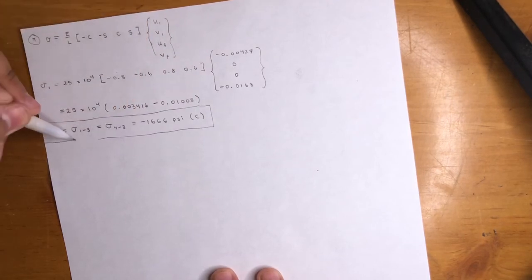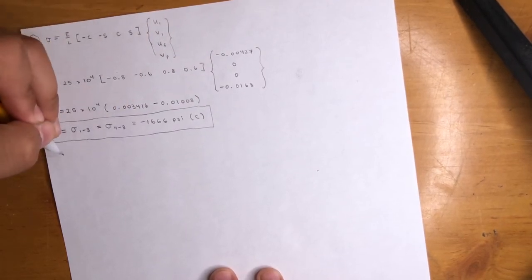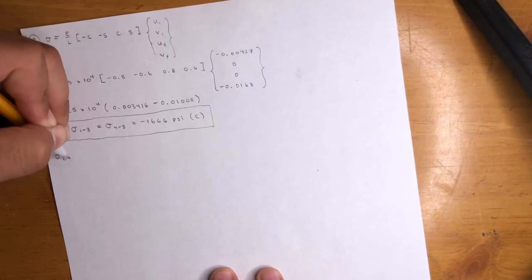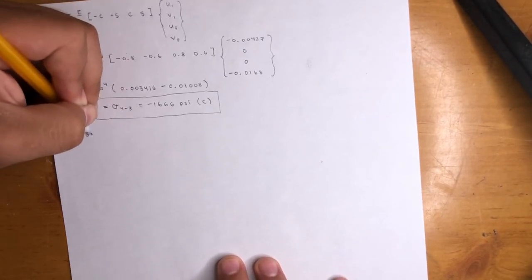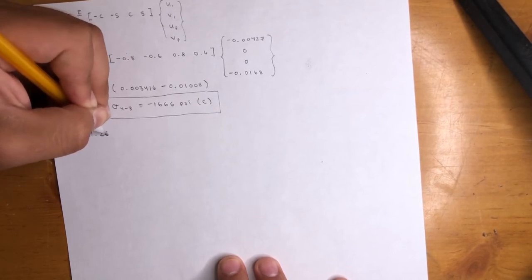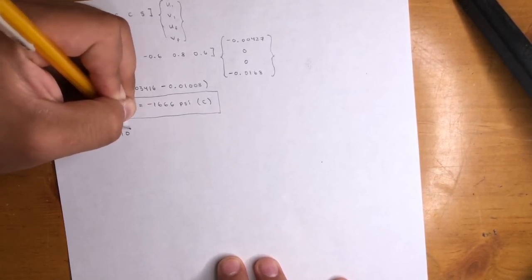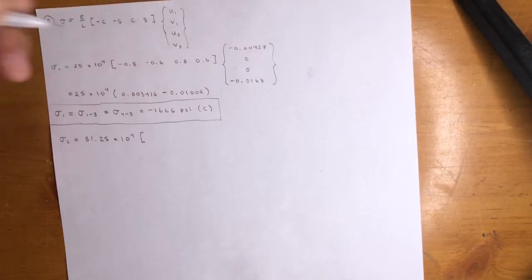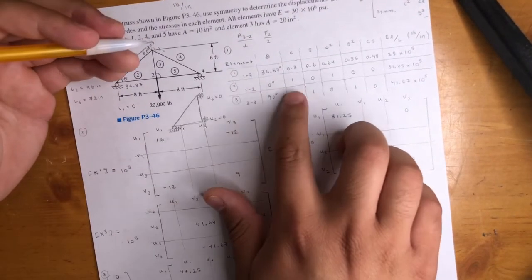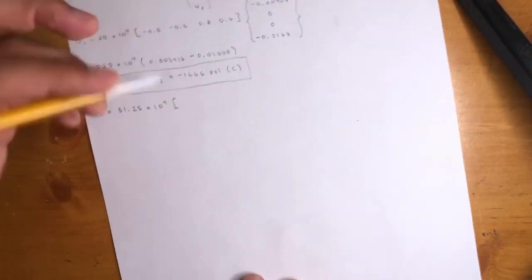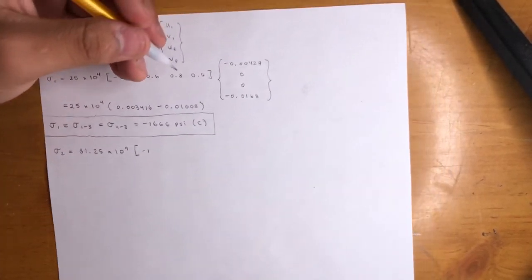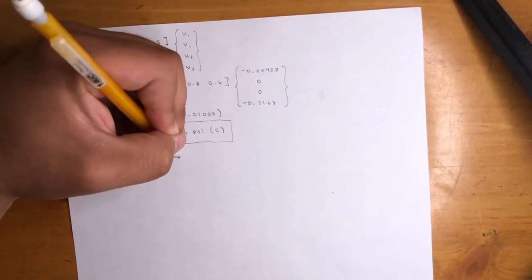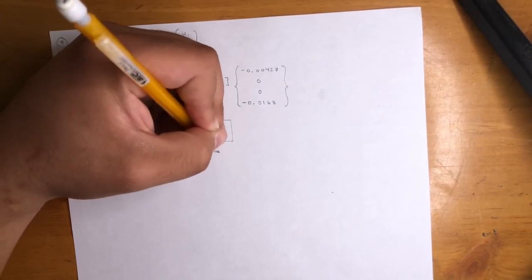All right, next one. Sigma 2 is going to be equal to E over L. If you do the math, I'm not going to do it this time, but it's 31.25 times 10 to the 4th. Get the cosine and sines for element 2 now. It's 1 and 0, but the first ones are negative, so it's negative 1. Remember the formula, negative, negative. It's negative 1, 0, positive 1, 0.